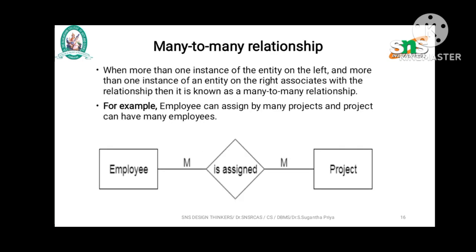Many-to-many relationship. When more than one instance of an entity on the left and more than one instance of an entity on the right associate with the relationship, then it is known as many-to-many relationship. For example, an employee can be assigned many projects and a project can have many employees.